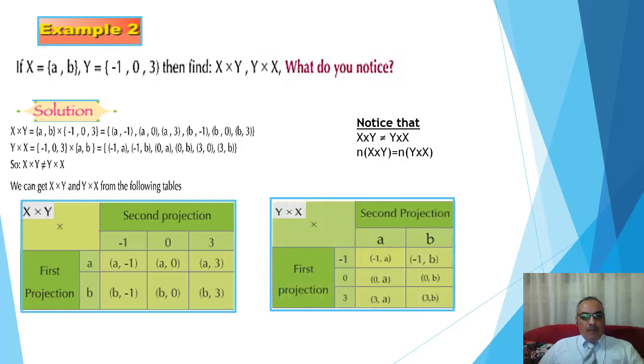Now we make another table to obtain the product Y and X. Right here in the first column the elements of Y, and second the elements of X, and make the products: negative 1A, negative 1B, 0A, 0B, 3A, 3B. We obtained the elements of the second product, and here the elements of the first product. Okay?